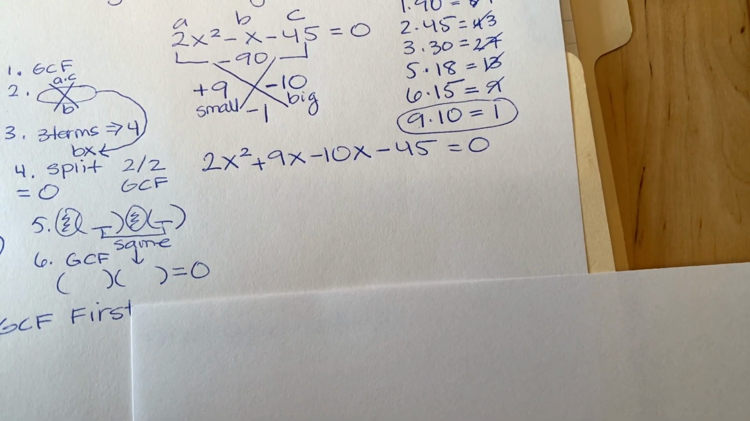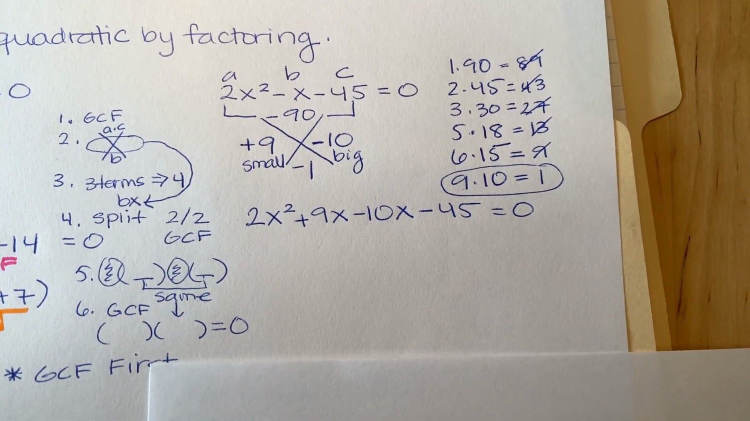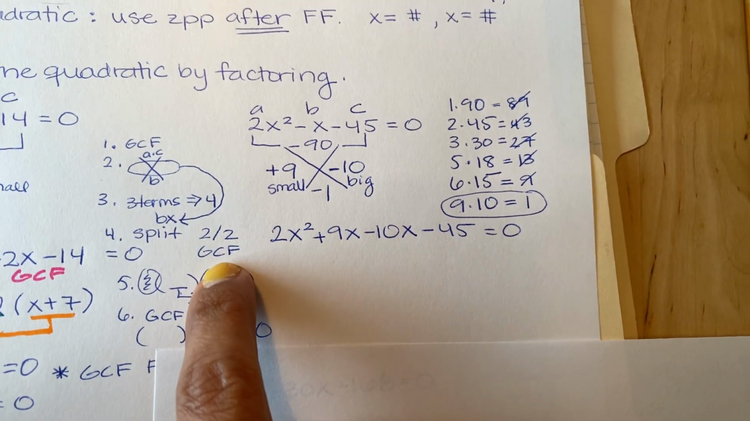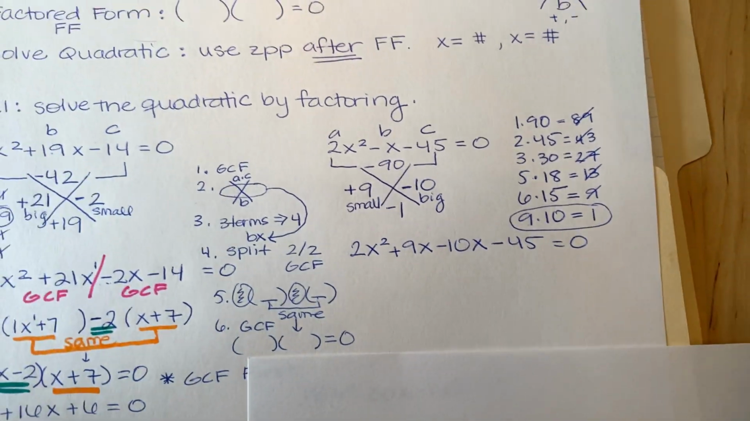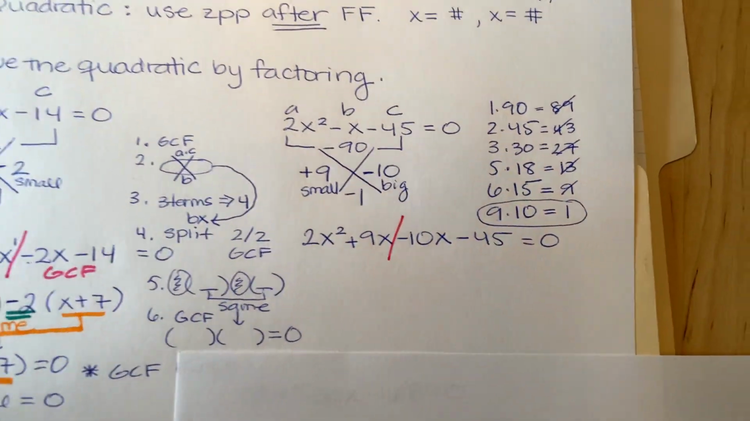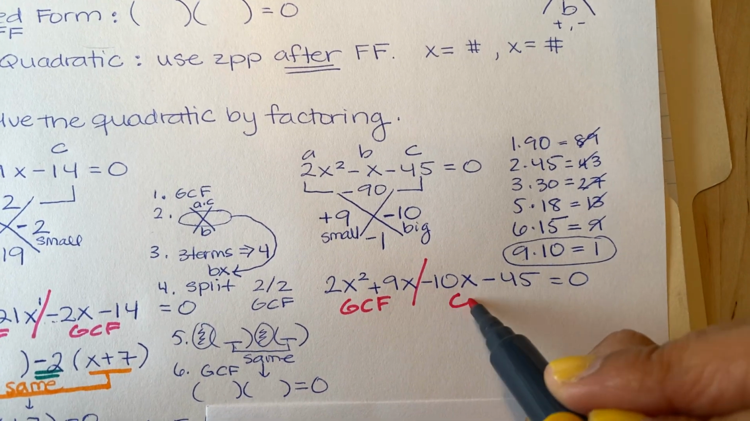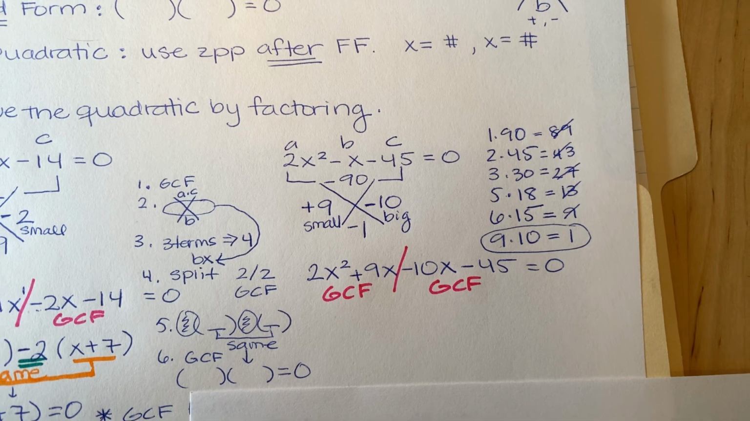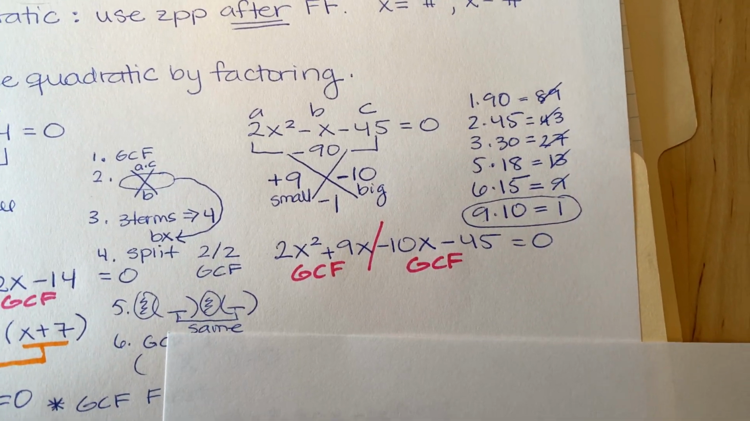Okay, so now the next step is to split into two terms and GCF. So I'm going to split the two terms, and I'm going to GCF the left and GCF the right two terms, right? Okay, so now we're going to look at our coefficients, 2 and 9.